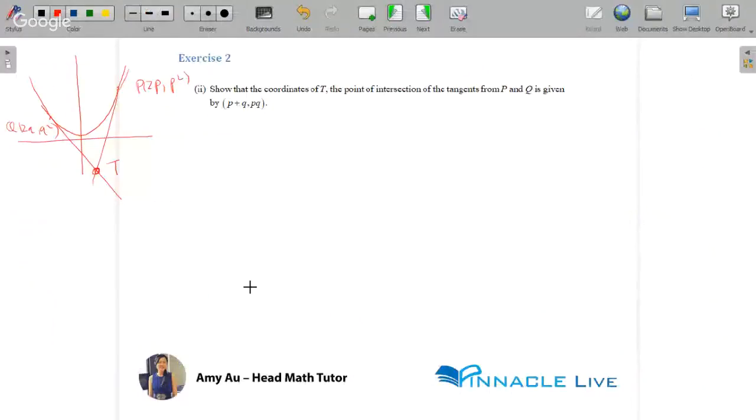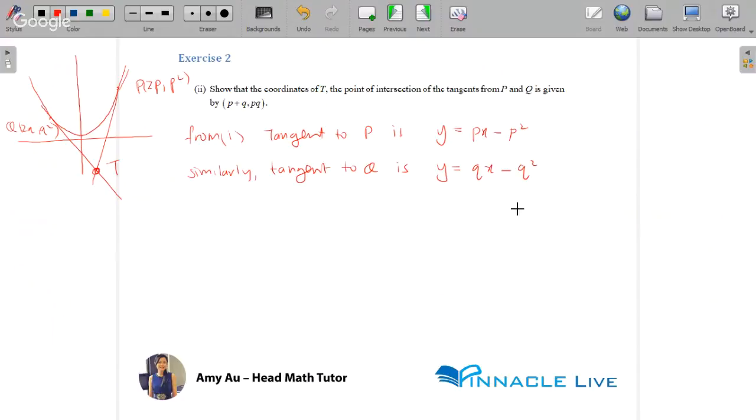All right, so heading back to this question here. So we already have the tangent to P. The tangent to P is y is px minus p squared. Okay, so now you don't have to derive it again. So you can just go similarly. The tangent to Q is y is equal to qx minus q squared.